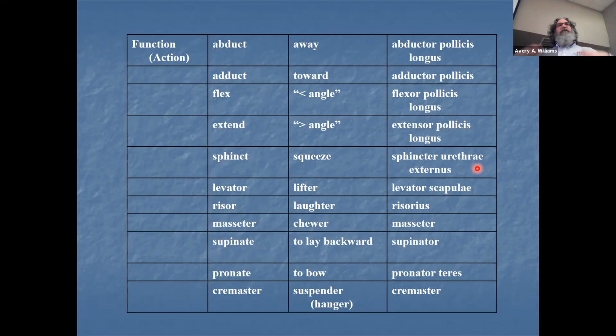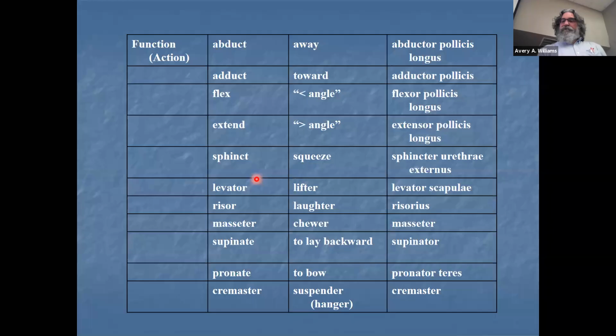Again, the superficial ones are skeletal muscle, which is part of the skeletal system. The deep ones are smooth. So anyway, sphincter means to squeeze, and that's what we're squeezing. Okay.